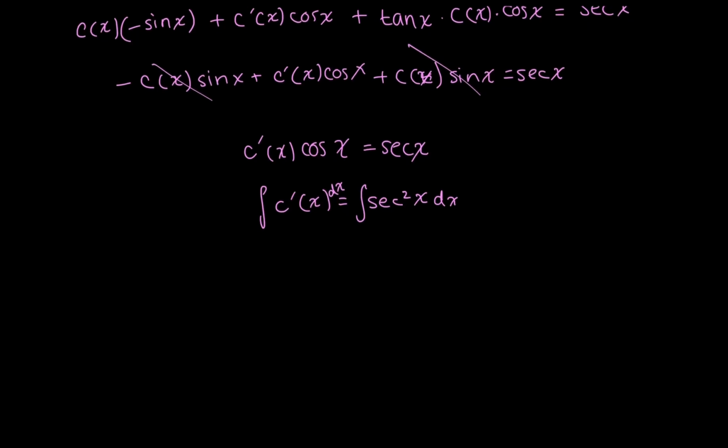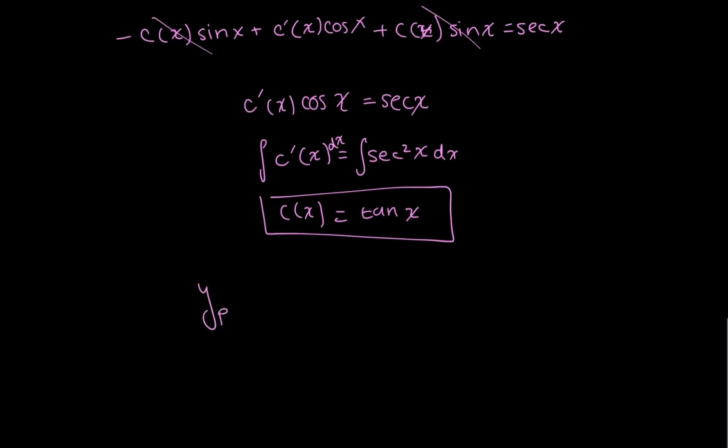C prime of x integrated, using the fundamental theorem of calculus, is just c of x. Integrating secant squared x is just tan x. You could just know that. It doesn't really require much, but you can integrate it. So now that I found c of x, I know what my particular solution is. Tan x times cosine x is my particular solution, or simplified, just sine x.